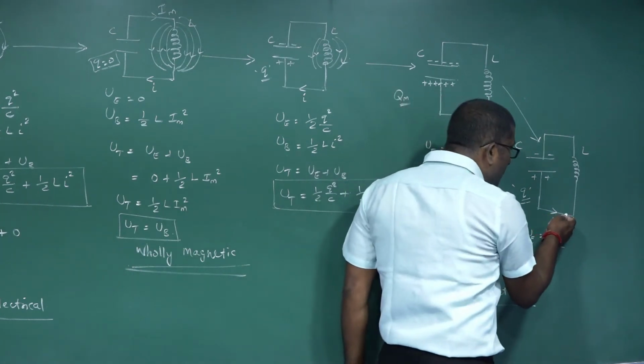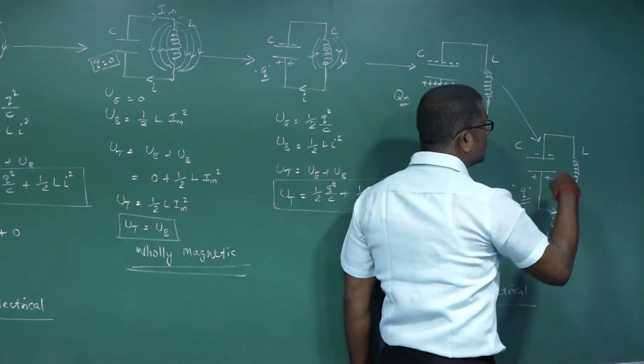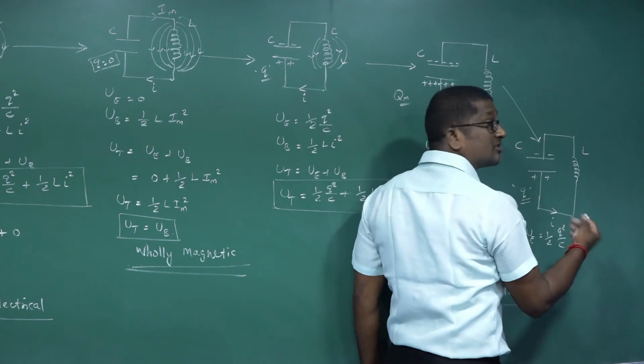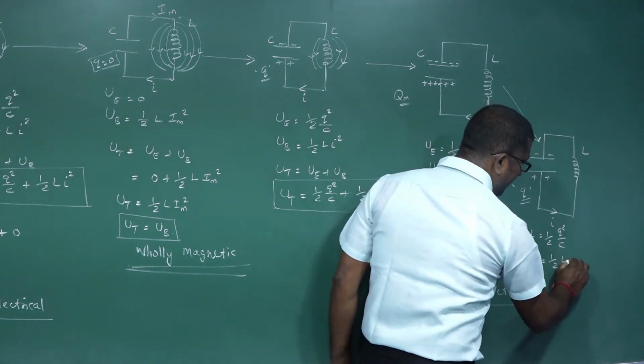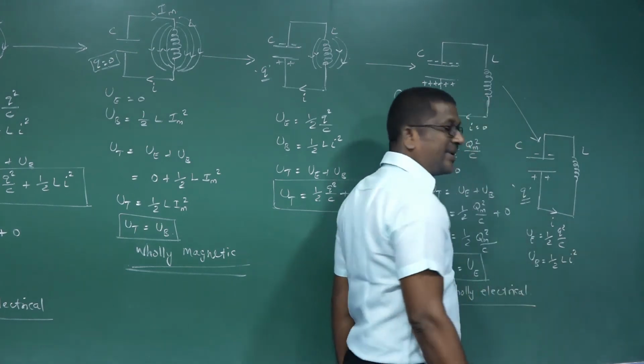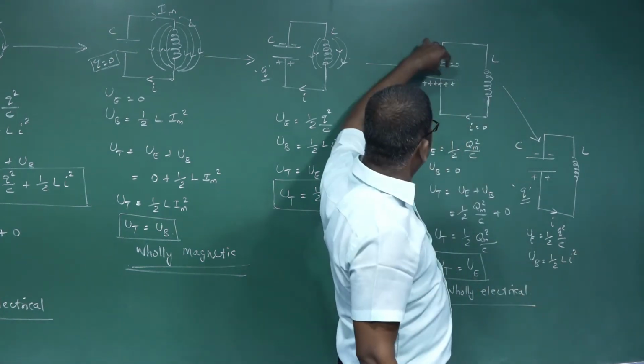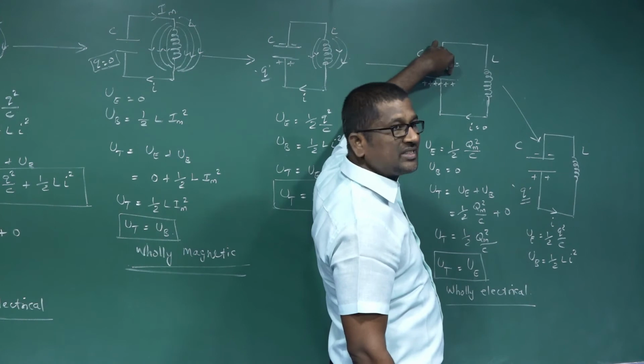So there is a flow of current through an inductor, so there is energy stored in the inductor. It is called magnetic energy, and magnetic energy U suffix B is equal to half of L I square. Right? So this is a completely charged capacitor.